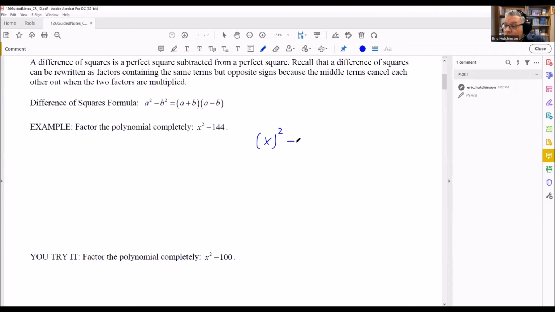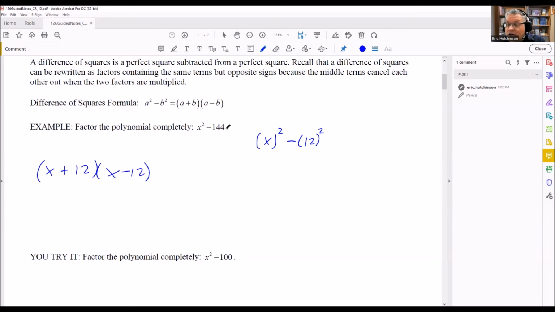But the 144, that would be the same thing as a 12 squared. So now we have two different things that are squared. We have an x that's squared and a 12 that's squared. Well, if we're going to use the difference of squares formula, the a would be the first thing that's being squared. So the a would be the x, and then the b would be a 12. So if we're following this formula, we would do x plus 12 and x minus 12. And that's how you would factor something using the difference of squares.